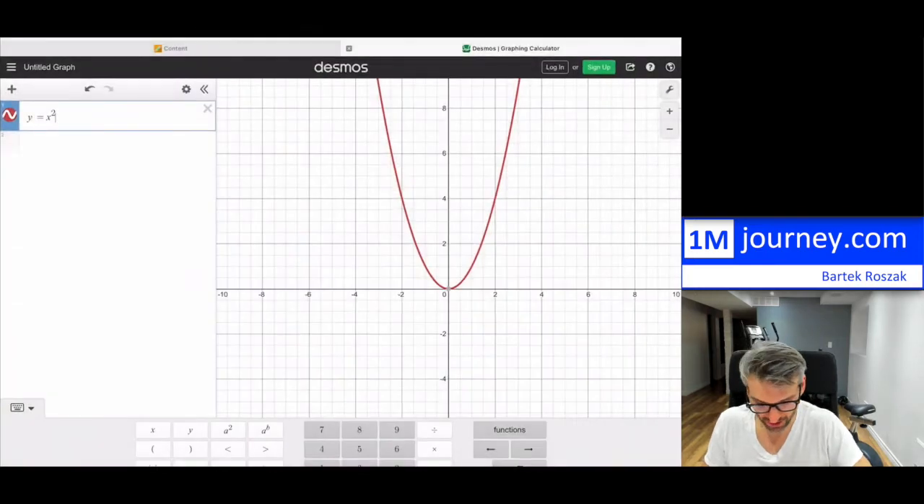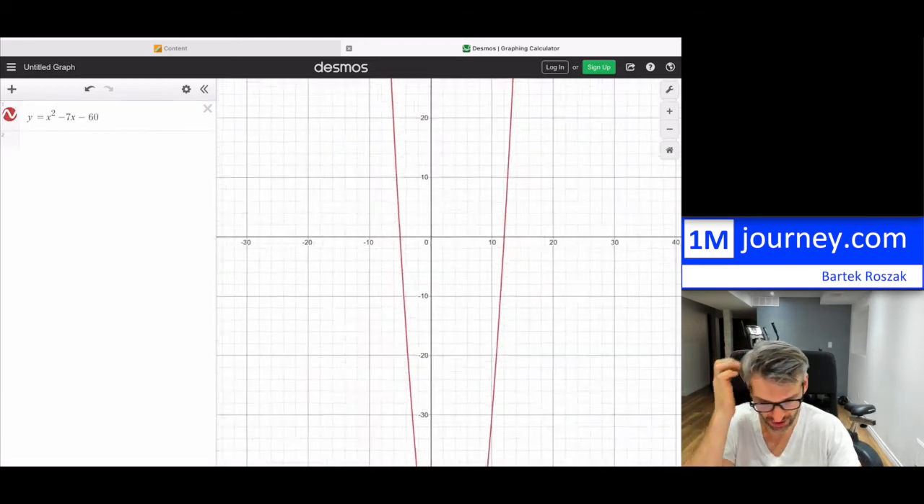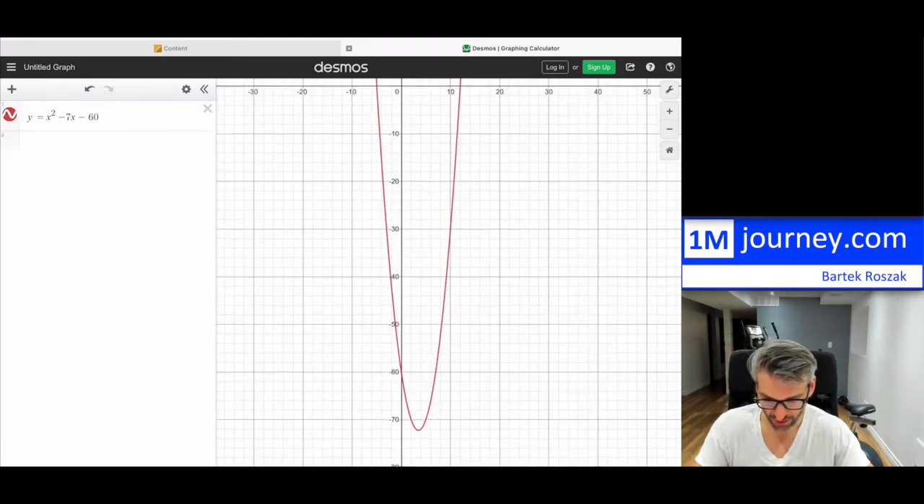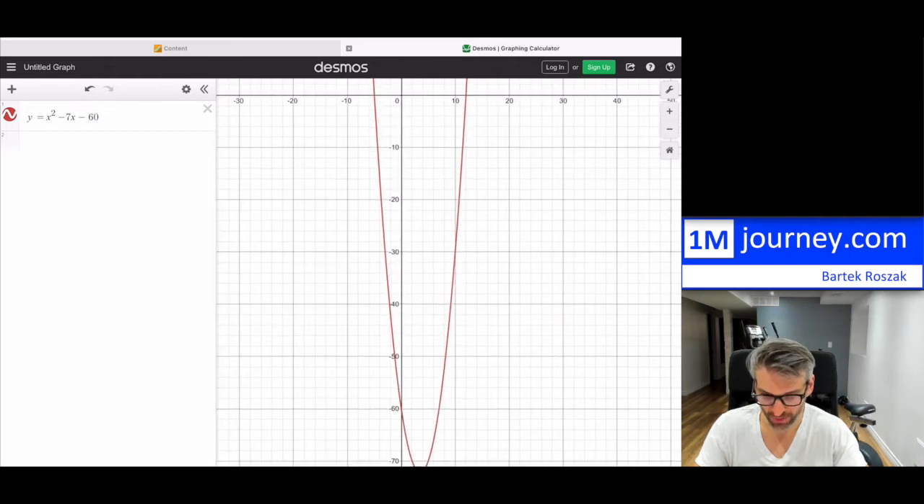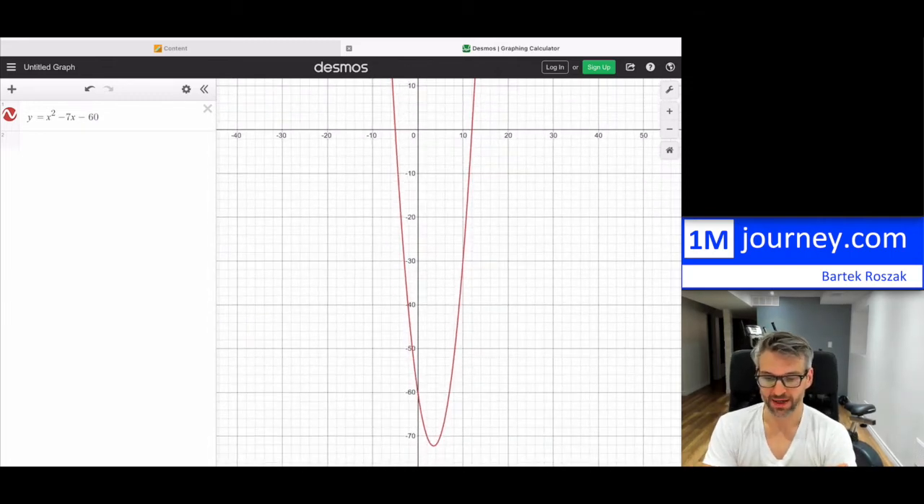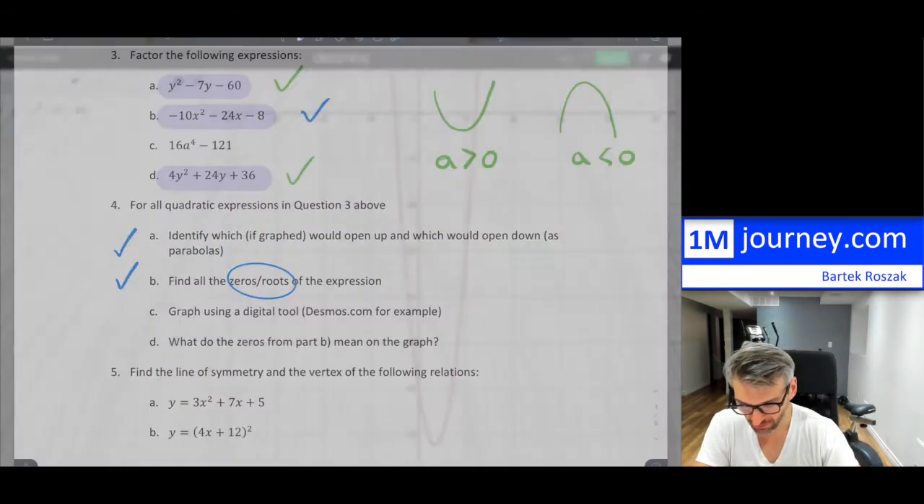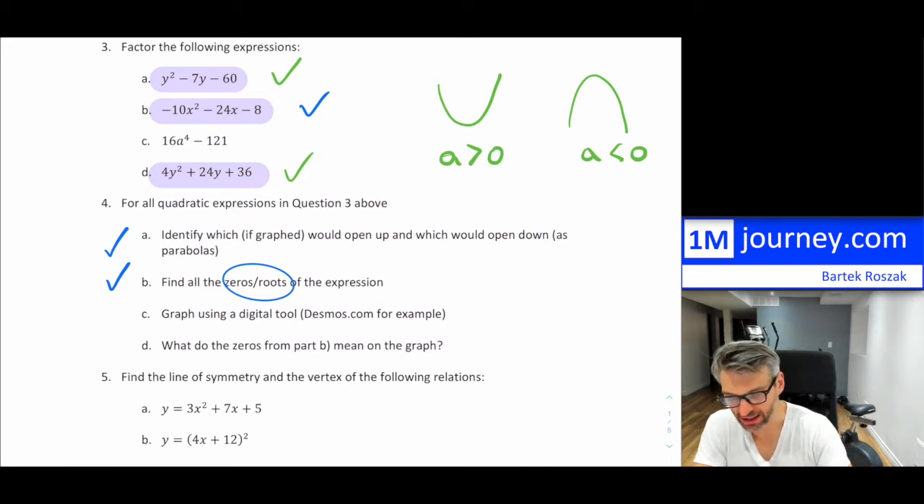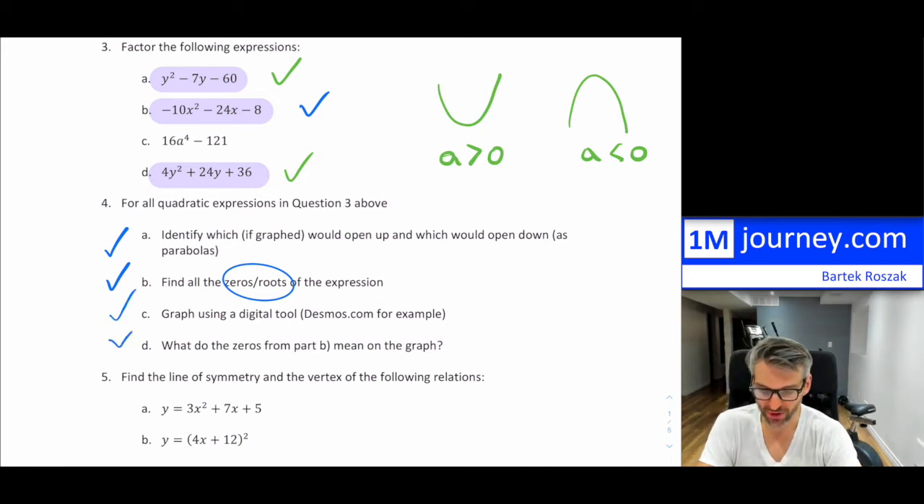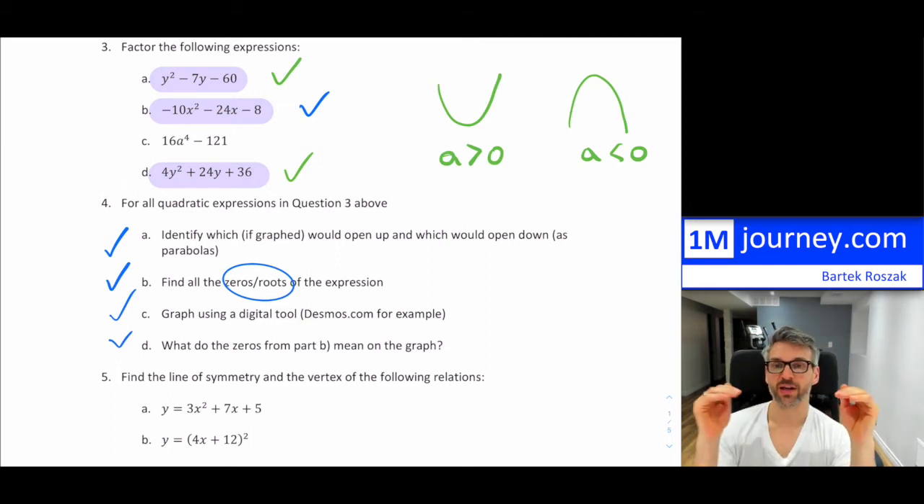So this is how it looks. Notice it opens upwards. That's what we have there. All right, so that was the first one. If I go back, for part D of that question, it says, what do the zeros from part B mean on the graph? And if you recall, the zeros are the x-intercepts of that parabola.